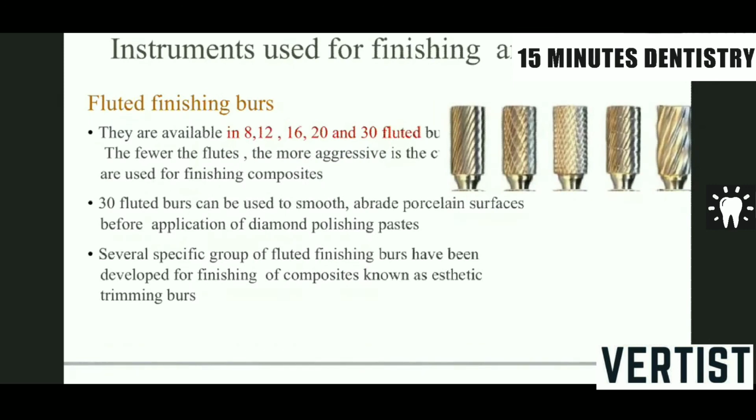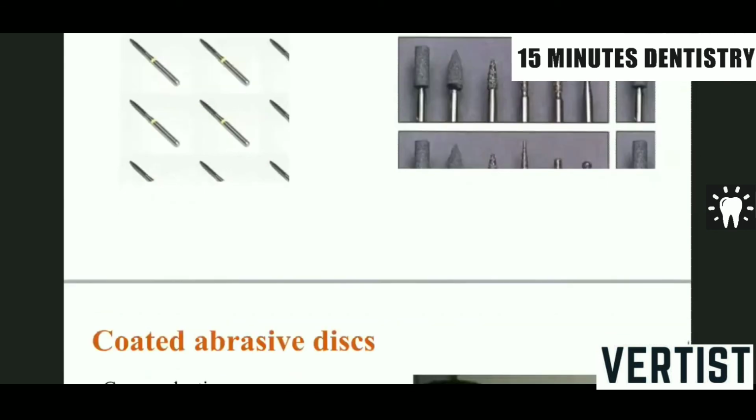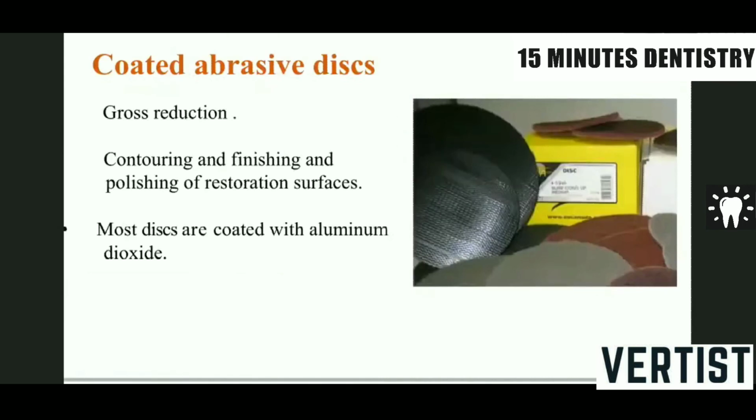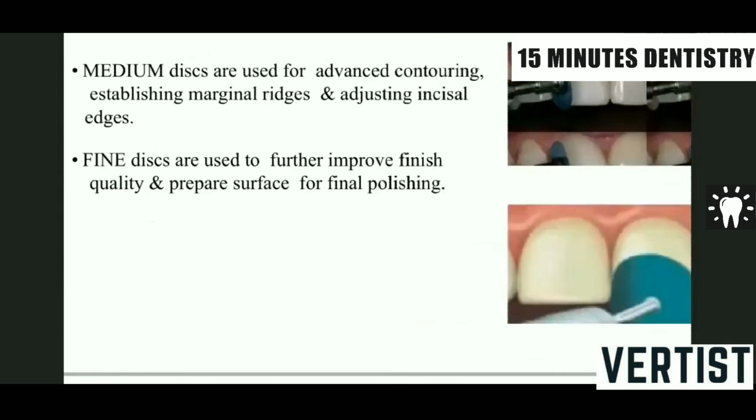Now these diamond burrs are abrasive points. They are available in the forms of stones and different attachments. They come in low speed and high speed. And these coated abrasive discs are for gross reduction, that is aluminum oxide, as I told you. Now medium and fine are also available with flexible discs which are used for composite restorations.